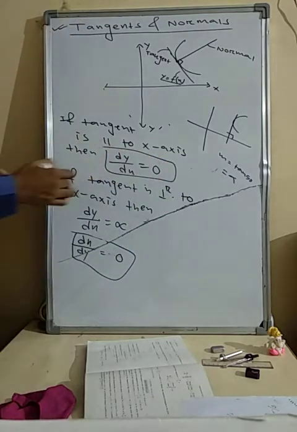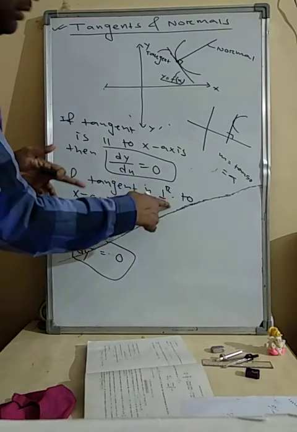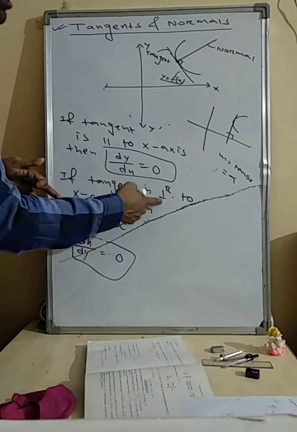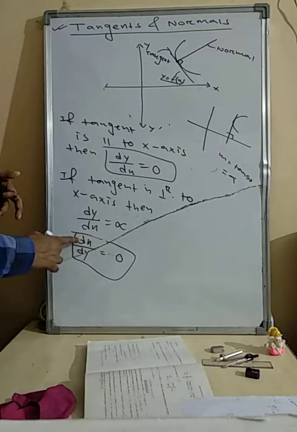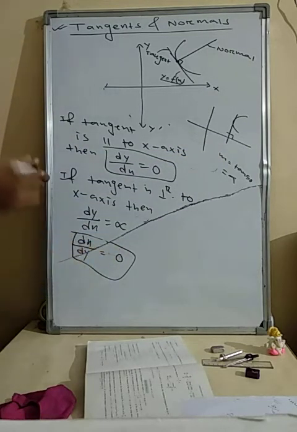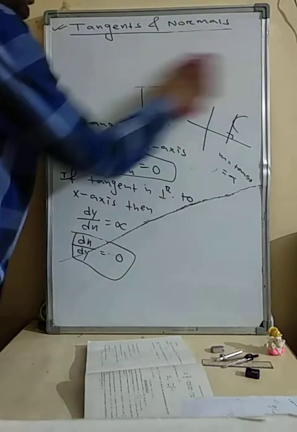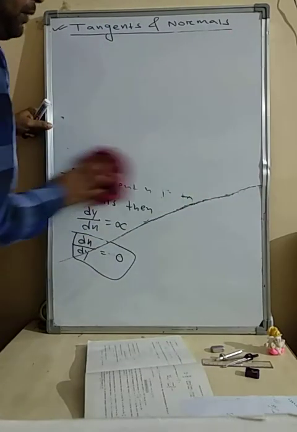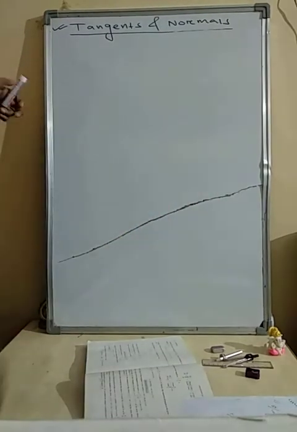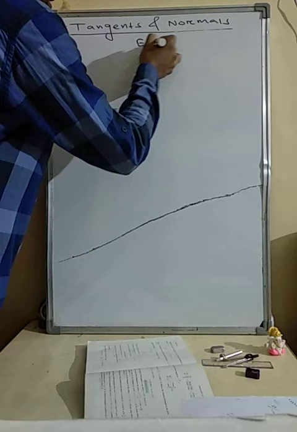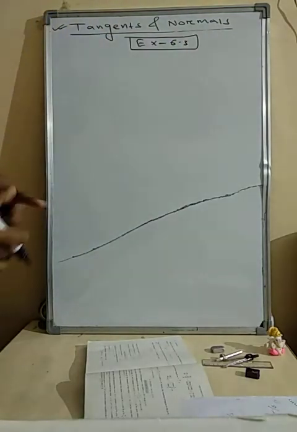When the tangent is parallel to the x-axis, the slope is 0. When the tangent is perpendicular to the x-axis, or parallel to the y-axis, then dy/dx is undefined or dx/dy equals 0. Now let's see how to find the slope to a given curve at a particular given point. You can see exercise 6.3, some questions. If you solve them, then you will get the idea.